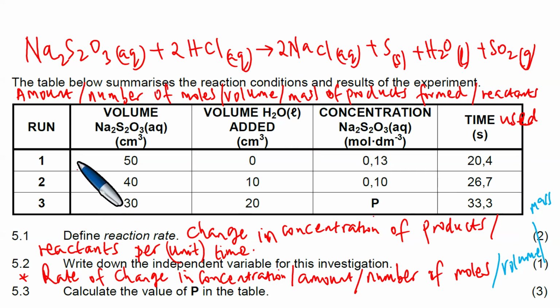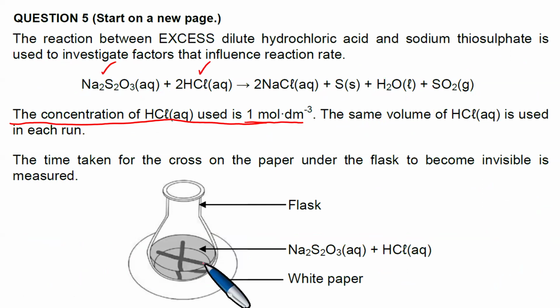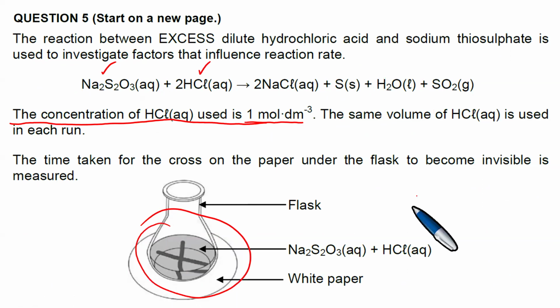So we have 3 runs. In the 3 runs, the HCl is fixed at 1 mole per cubic decimeter of concentration, and this one, the sodium thiosulfate, we vary its concentration. When you do that, we want to see the time it takes for the cross to disappear, so that when we look, we don't see the cross anymore. That is our wish, so that the cross disappears, okay?